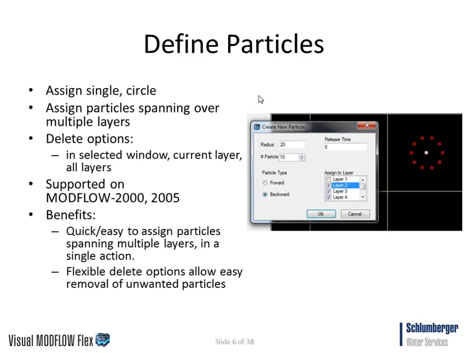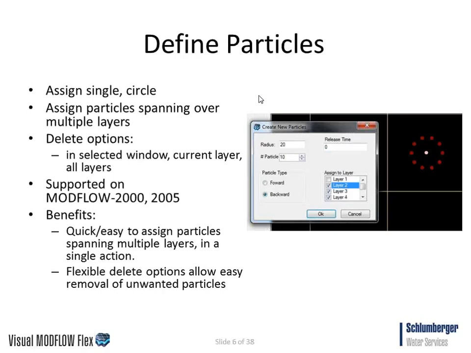The next thing we've improved on is the ability to define particles for MODPATH. Previously you could only use a point data object. Now we've added more options for defining particles with the click of a mouse by using assign single or assign circle around a pumping well if you're doing a wellhead capture zone.